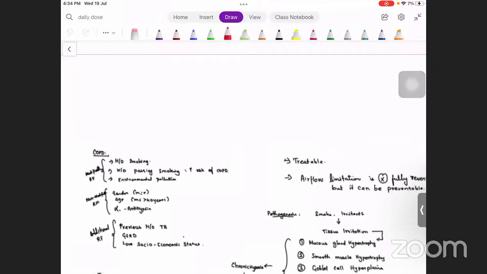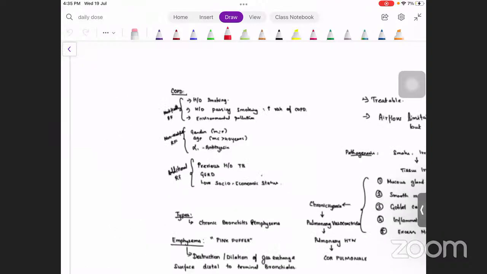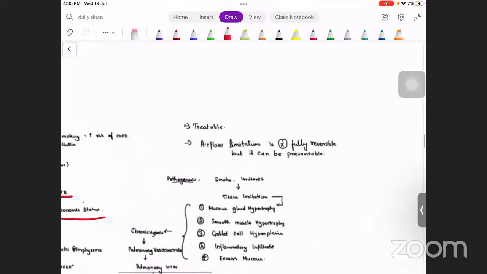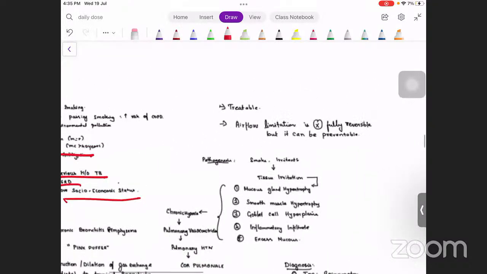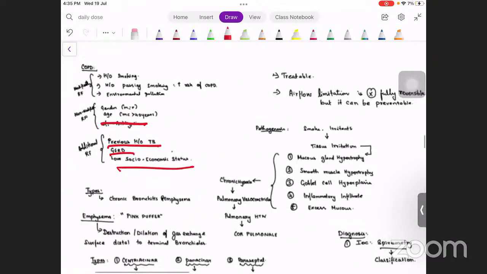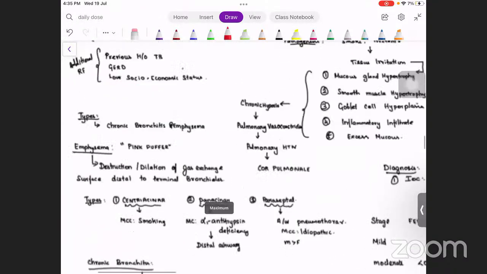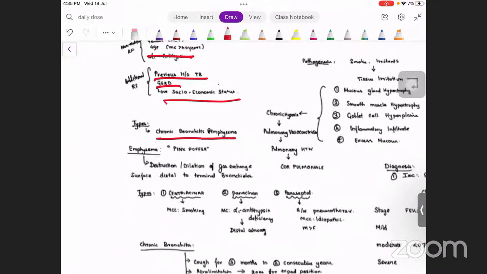Then COPD, associated with a history of smoking, alpha-1 antitrypsin deficiency, previous history of TB, GERD, and low socioeconomic status. Types of COPD: the first one is chronic bronchitis, and then emphysema.